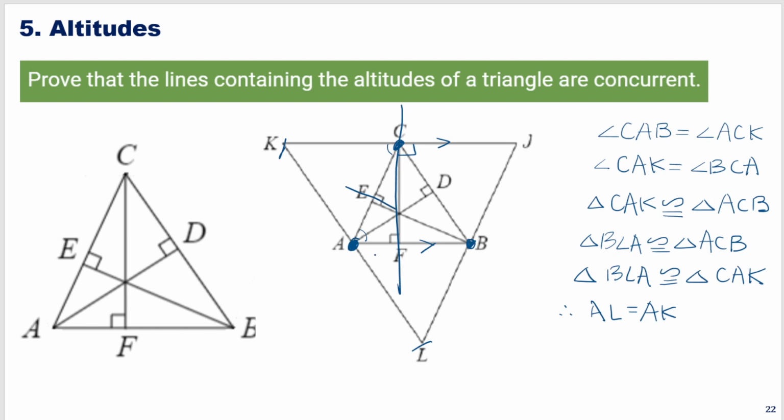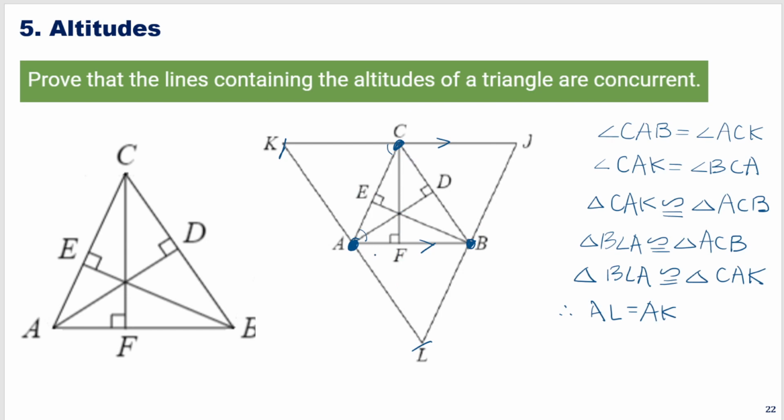And similarly, BE is perpendicular to JK. And B is midpoint, so BE is the perpendicular bisector of JL. And AD is perpendicular to KL because KL is parallel with BC. So DA is perpendicular to KL, and A is also midpoint of KL. So DA is also a perpendicular bisector of the side KL, right? So actually, the three altitudes are actually the three perpendicular bisectors of the larger triangle, right?